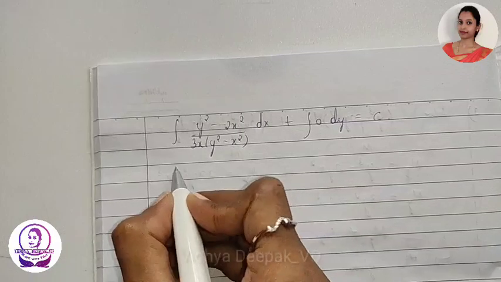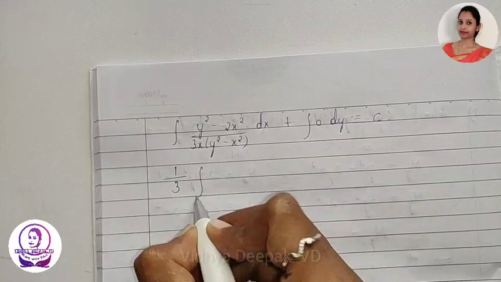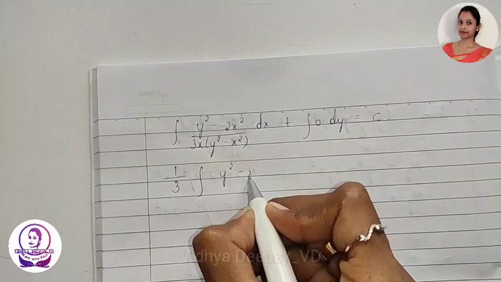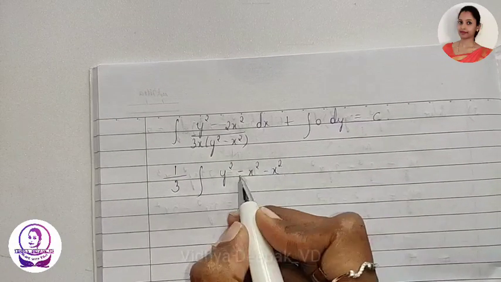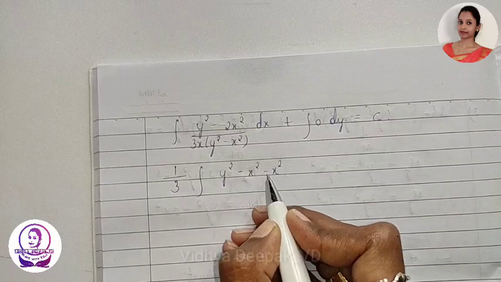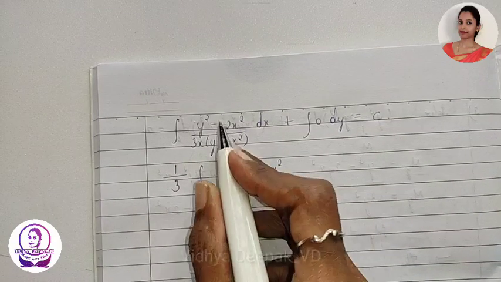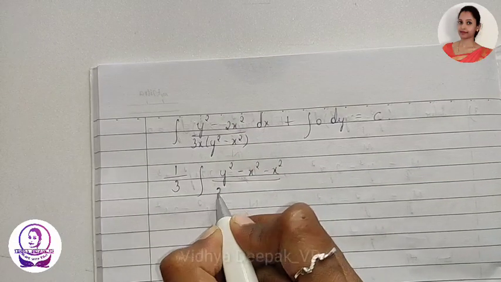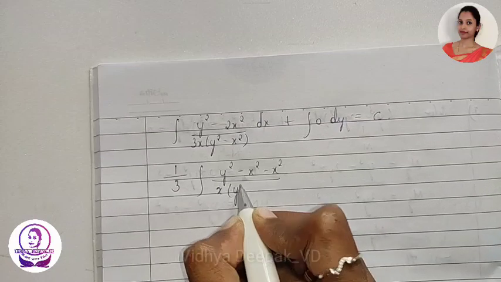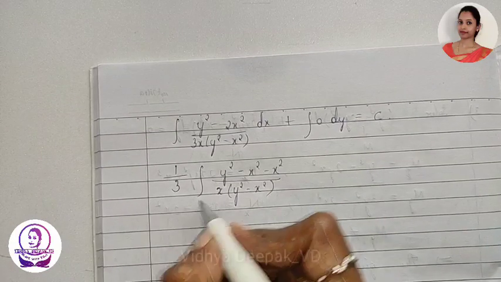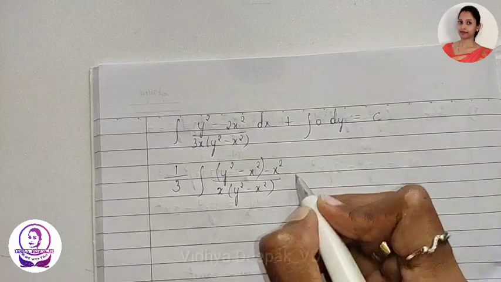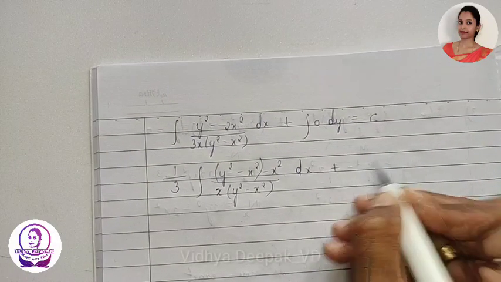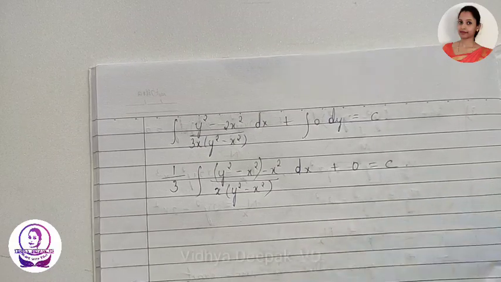So 1 by 3 we'll take it outside. Integral of y square, can I write this to be minus x square minus x square? What is minus x square minus x square? Minus 1 becomes minus 2, that is minus 2x square. I just split this up, divided by x into (y square minus x square). Now I am clubbing these two, so that doesn't make any difference. So plus 0 is equal to c.